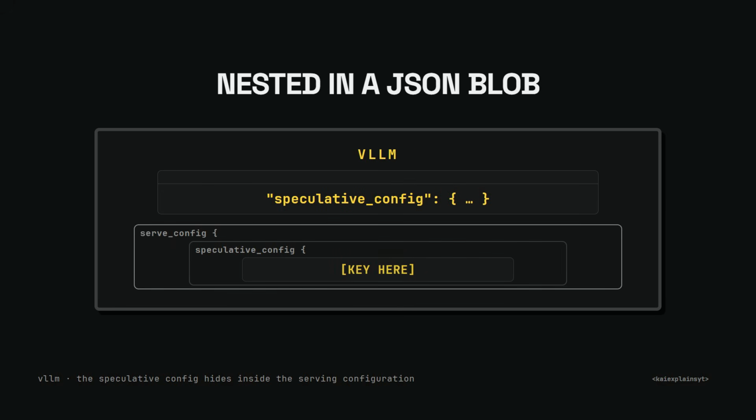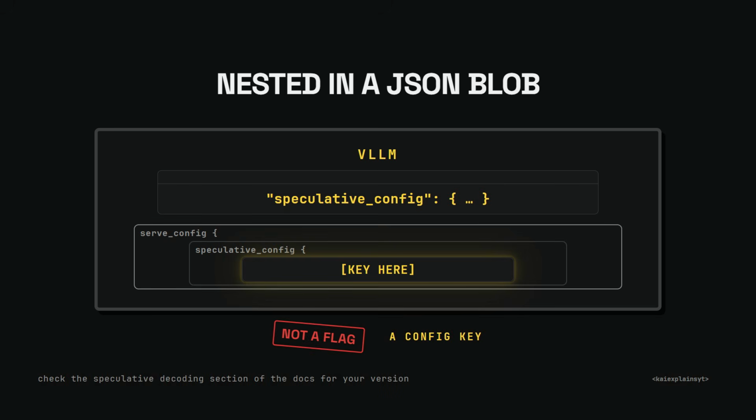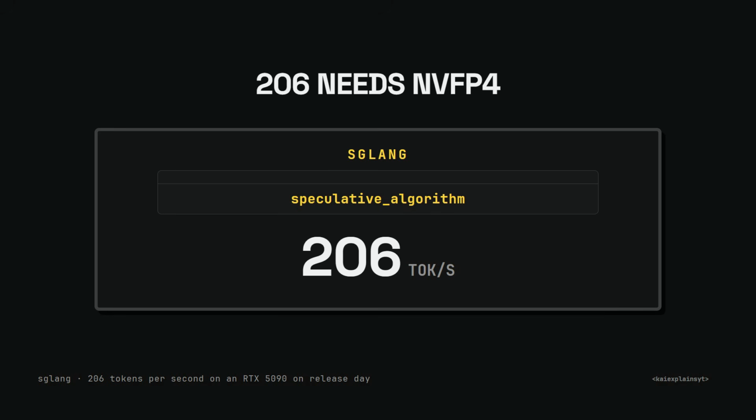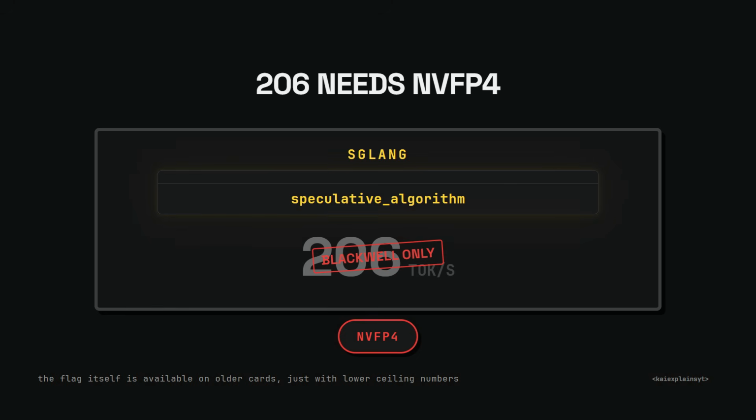vLLM: the speculative config hides inside a JSON blob nested in the serving configuration. Look for the speculative decoding section of the vLLM docs specifically for the version you're running. It's not a command line flag, it's a config key. sglang: it's listed as the speculative algorithm parameter. sglang published 206 tokens per second on an RTX 5090 on release day, but remember, that figure uses NVFP4, which only runs on Blackwell. The flag itself is available on older cards, just with lower ceiling numbers.